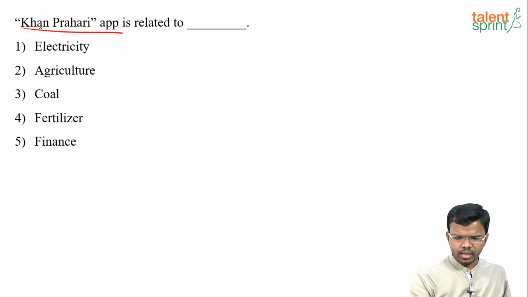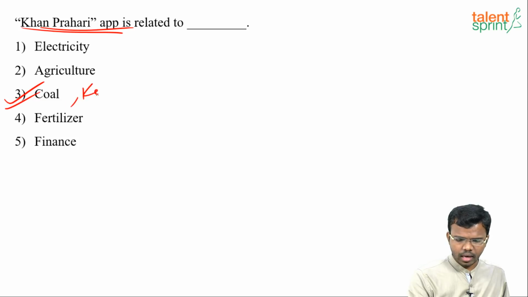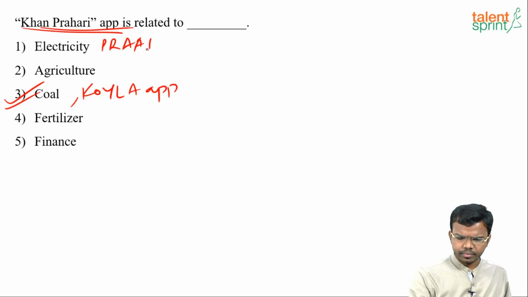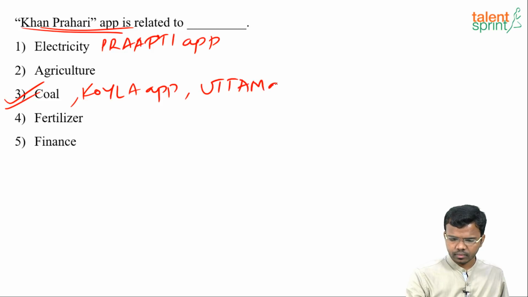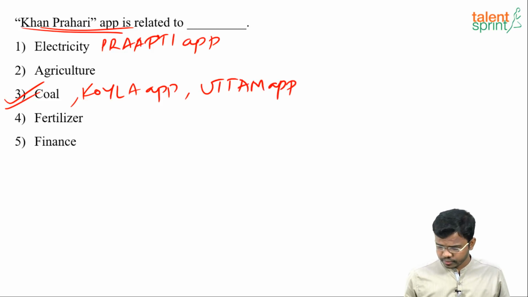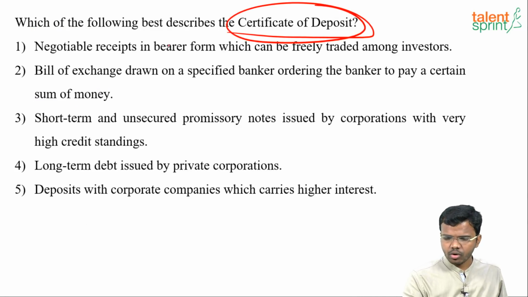Contrahari App is related to, I have already discussed many times, coal. We also have a Koila app. Okay, for electricity we have Prapti app. Right? Uttam app. Clear? Next. Which of the following best describes the certificate of deposits?